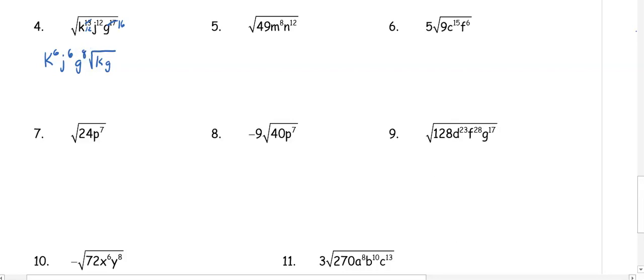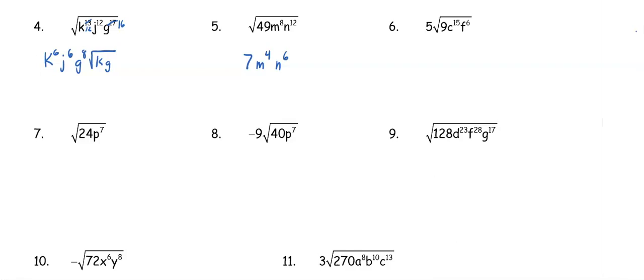Number 5, there's a number under the radical. Now, we know the square root of 49 is 7, so we just write 7 with no root. And then we have m to the 8th. Well, half of 8 is 4, and n to the 12th, half of 12 is 6. There's nothing under the radical because 49 is a perfect square, and m and n both had even exponents.